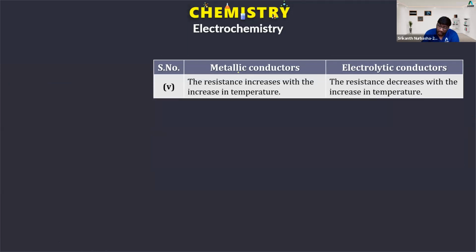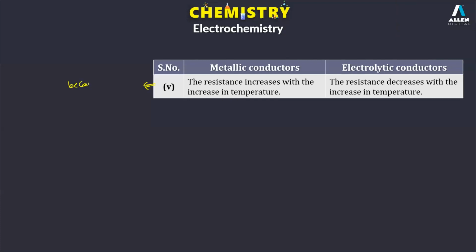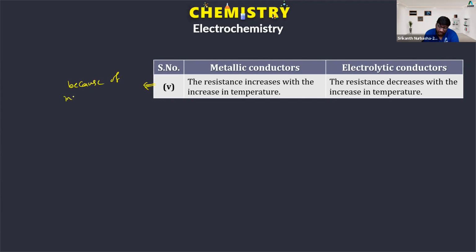So in a metallic conductor, the resistance increases with increase in temperature. Why? Because of increased vibrations. And in an electrolytic conductor, the resistance decreases with increase in temperature because of increased mobility.